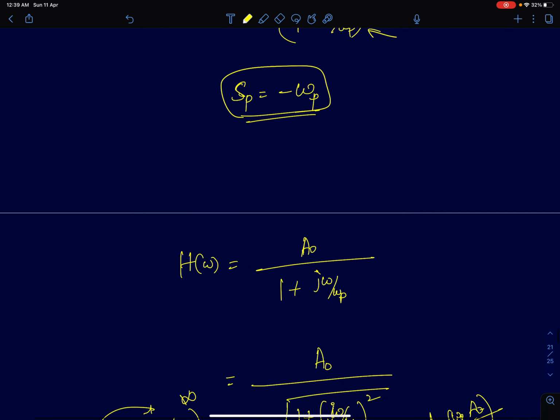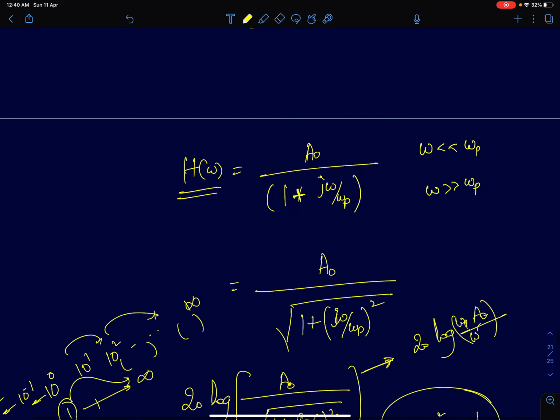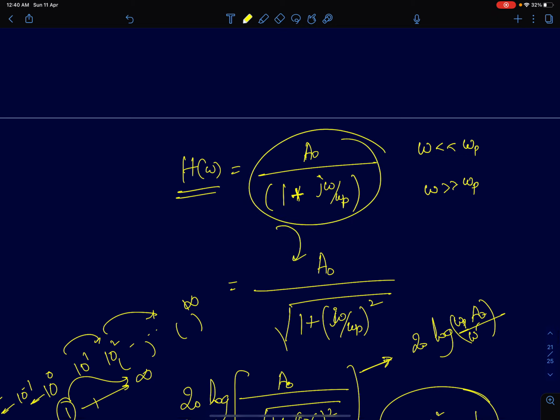To plot this function and find the frequency response, I'll substitute s equal to j omega. So I'll get A0 by 1 plus j omega by omega p. To plot this function, I'm going to approximate it for small values of omega and large values of omega. I'm going to consider two cases: when omega is much smaller than omega p, and when omega is much greater than omega p. First, it's a complex number, so I'll take its magnitude. I'm going to get A0 upon root of 1 plus omega by omega p the whole square.